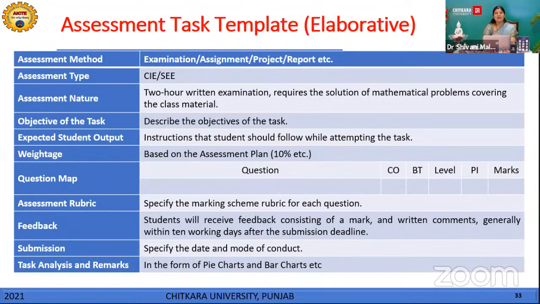And ultimately, in the end, the task analysis and the remarks. The task analysis is what part of the question paper, like how many questions are aligned to which particular level of Bloom's, and what is the percentage of that. That task analysis is going to help you make a balanced assessment task. So that is why it is so important. And while it is graphical, it becomes easier for us to interpret.